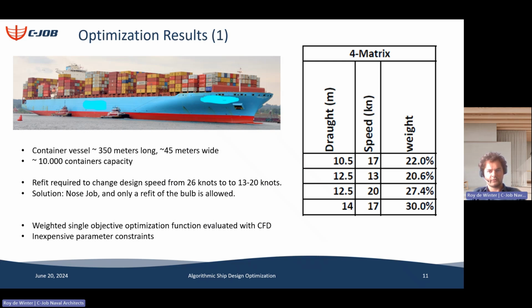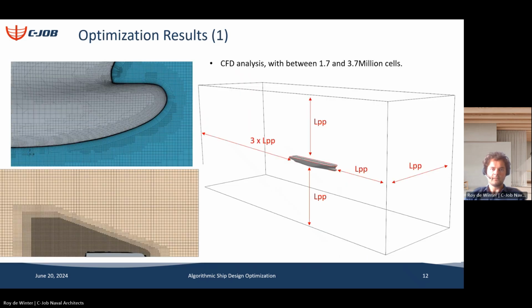Due to that we had to optimize for these 4 conditions, it is difficult for a naval architect to design one bulb that performs well in all these conditions together, given that the weights are very diverse. So here is the CFD setup that we use to evaluate the performance, or calculate the power that is required to sail at the design speeds.